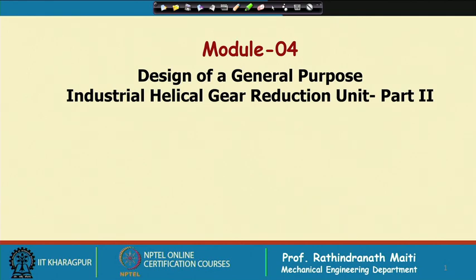We are continuing with the design of a general purpose industrial helical gear reduction unit. Now, in this module, module 4, part 2, we shall mainly consider the bearing selection and shaping the shafts.